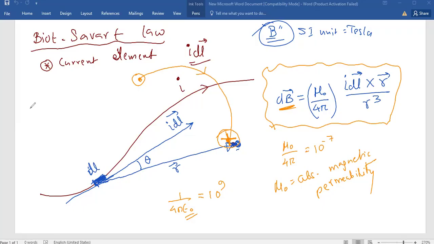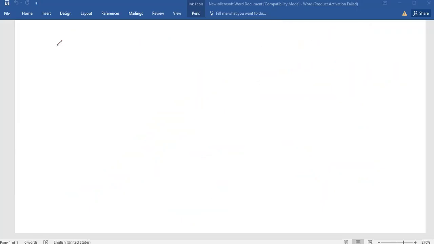It can be written in another format also, which is much more useful than this direct one. Shall I erase this one? Yes, sir. So this can be written as mu naught by 4 pi, I dL R sine theta by R cube, n cap. We have just put A cross B as AB sine theta. So R and one R will cancel out, so it will become square. So I dL sine theta by R square.